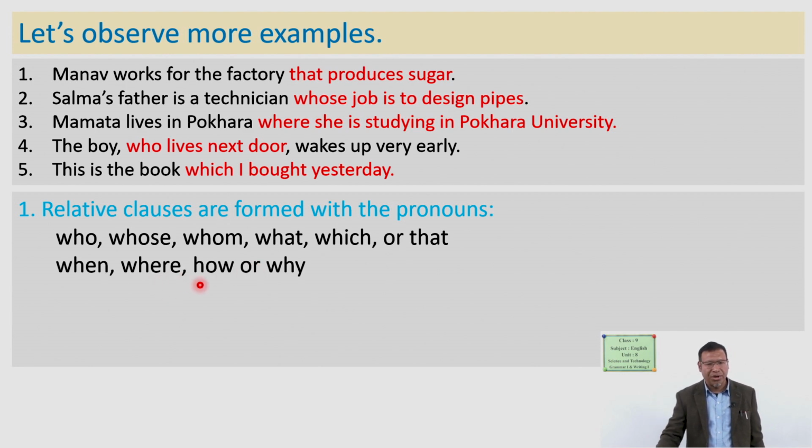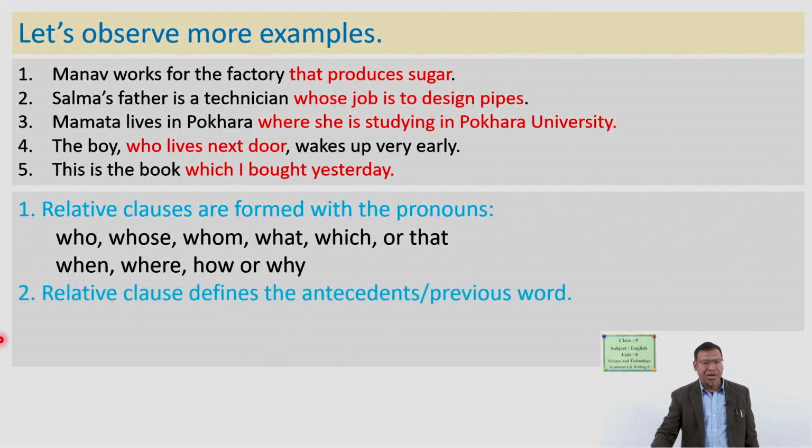Similarly, when, where, how, or why. Though when, where, why are also adverbs, they can be used as relative pronouns also. So in this way, these relative pronouns are used to form a relative clause. Number 2, a relative clause defines the antecedent.